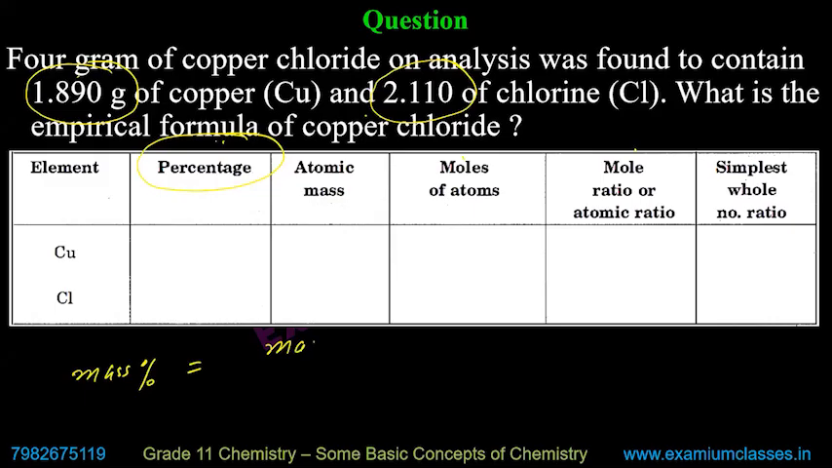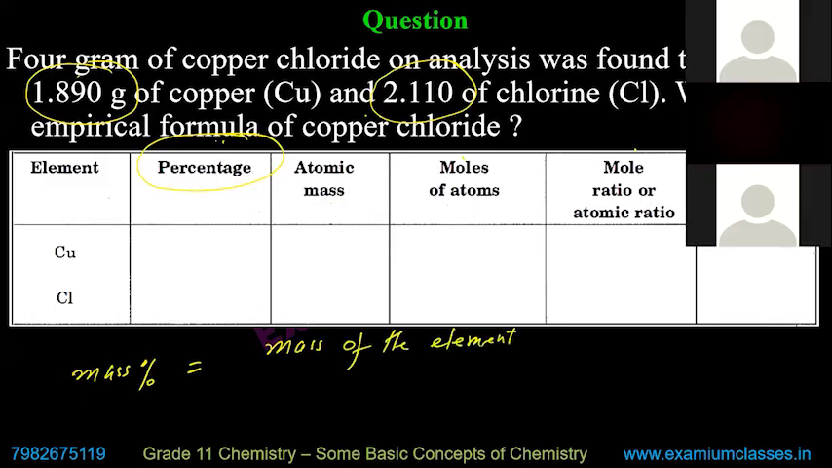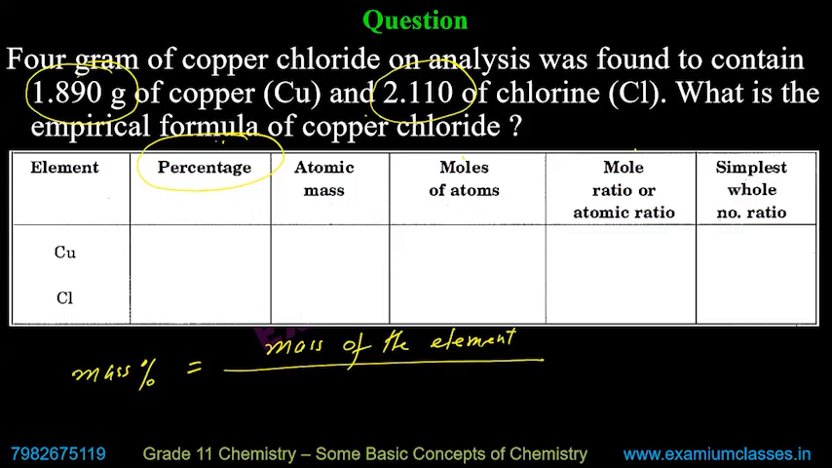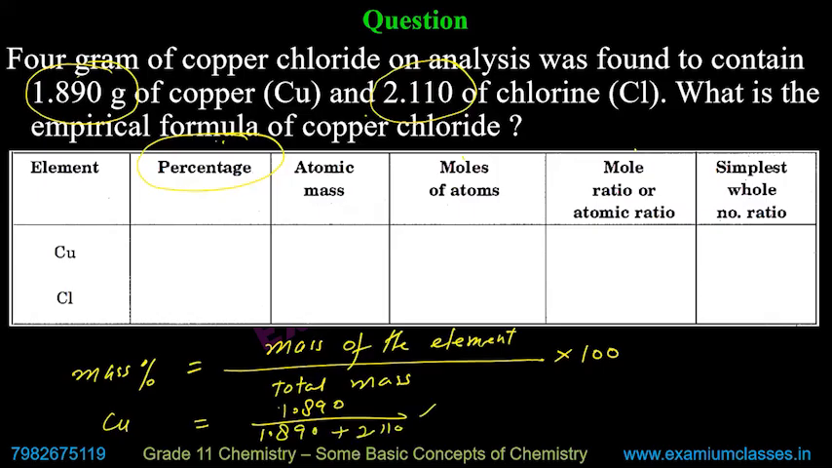is mass of the element divided by total mass into 100. You will apply this and you will get the percentage. For copper, it will be 1.890 divided by total mass, that is 1.890 plus 2.110, into 100. That will be the percentage of copper.